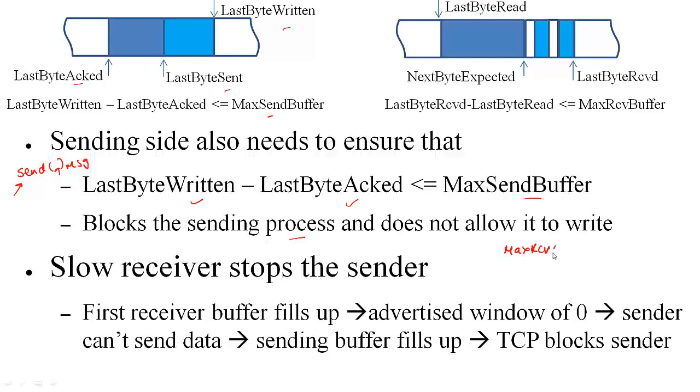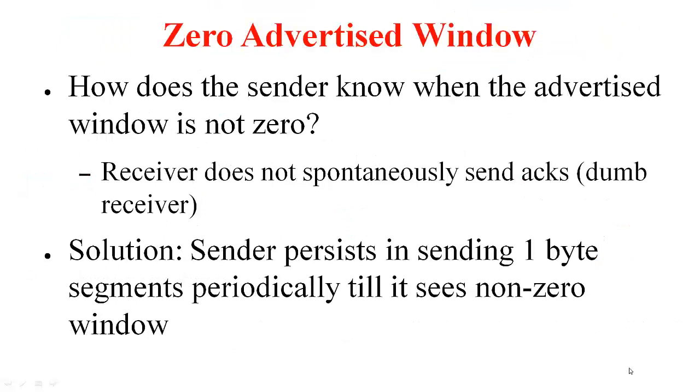So let's talk about the case where you set your maximum received buffer to be greater than the bandwidth delay product, and the receiver process is very slow. How does it then stop the sender from sending data? First the receiver buffer fills up because this last byte read is not incrementing since the application process is not reading the data. Then slowly the sender, since it keeps sending, fills this received buffer up, and at some point you advertise a window of 0, and then the sender cannot send any more data, and thereby the sender buffer starts filling up, and finally you're going to block the sender from writing any more data.